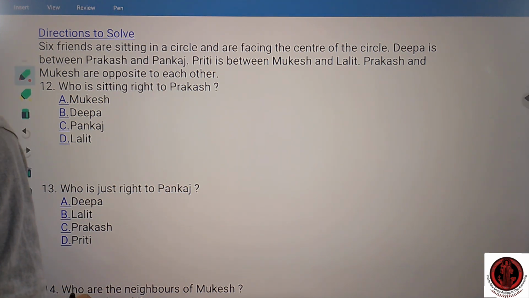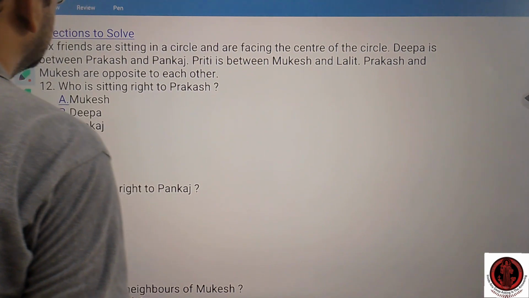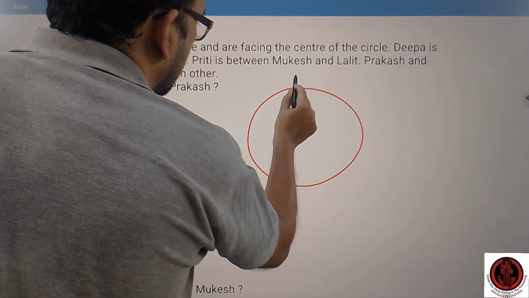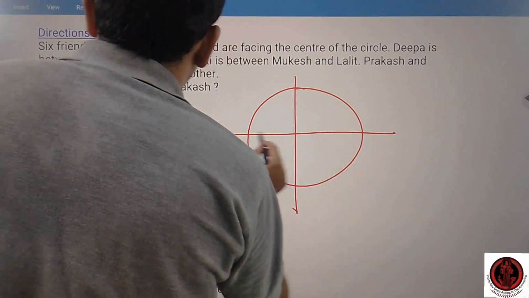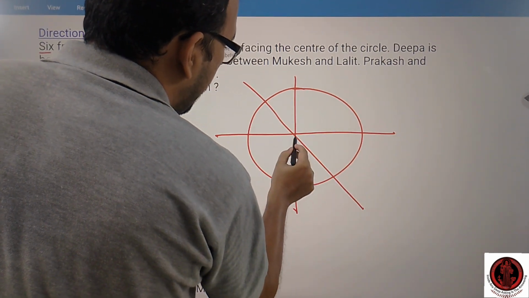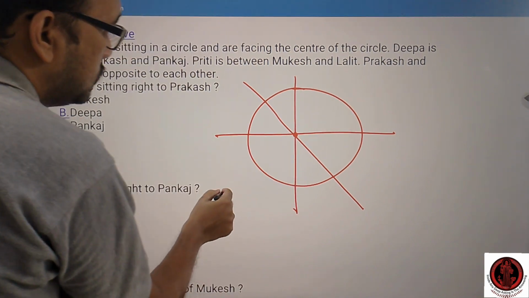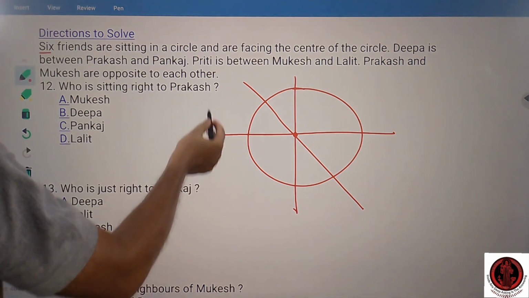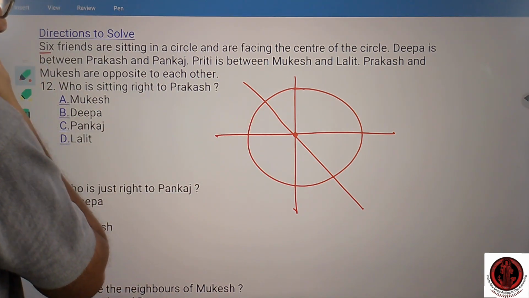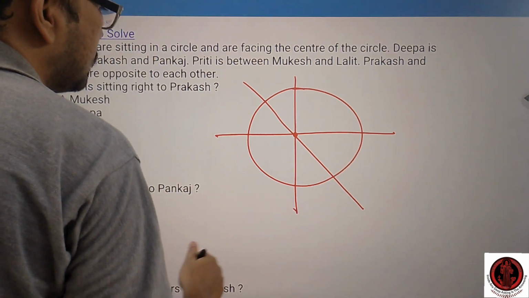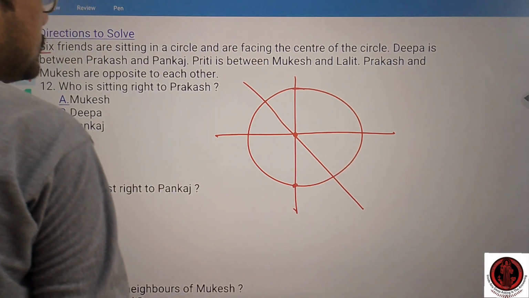Now in this problem, this is again a circular sitting arrangement. How many people are there? 6 friends are there. So when 8 people are there, then you have to write down this one also. But when 6, then only 1 is there. So 6 positions are there. 1, 2, 3, 4, 5, 6. Always start from the middle one.